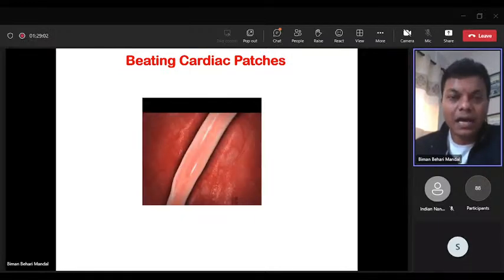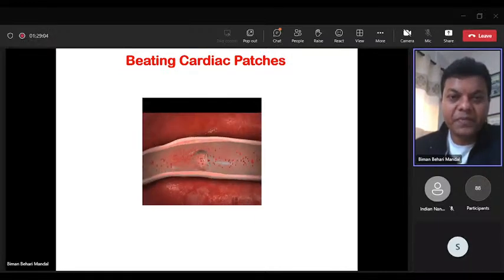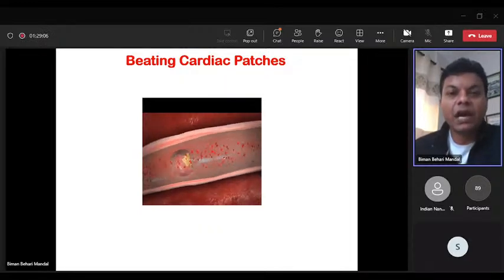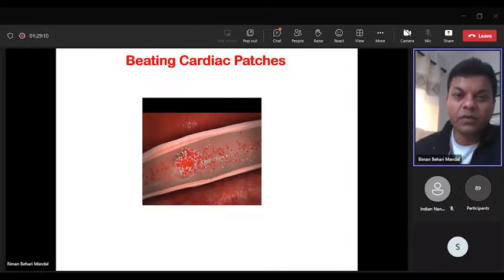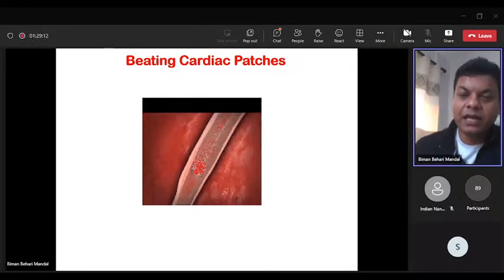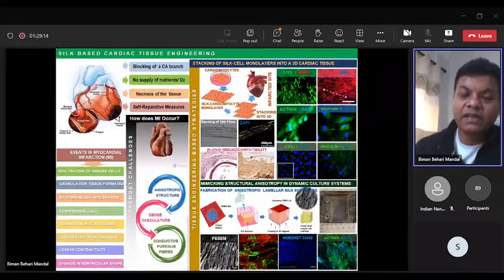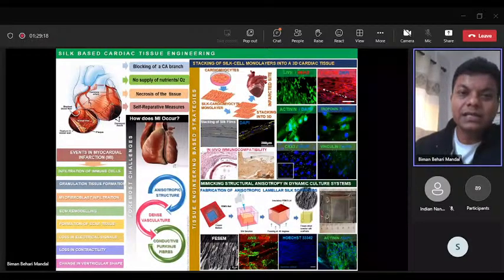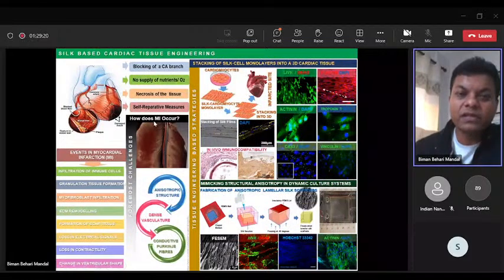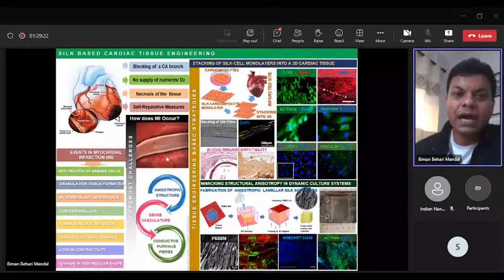Now, the heart, as we all know, is a pump in the body which pushes oxygenated blood to different sites of the body, and its function is very, very important. And if there is any anomaly, what arises is a myocardial infarction, or MI, what is commonly known as the heart attack.